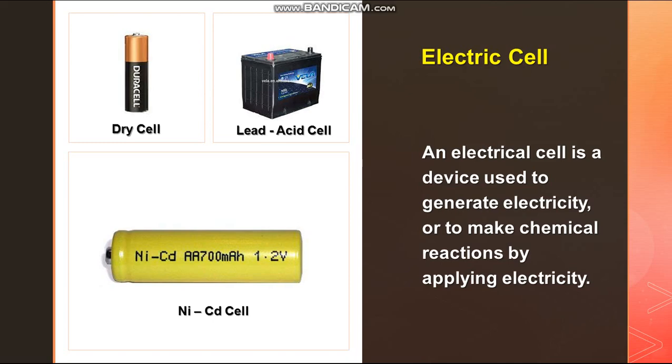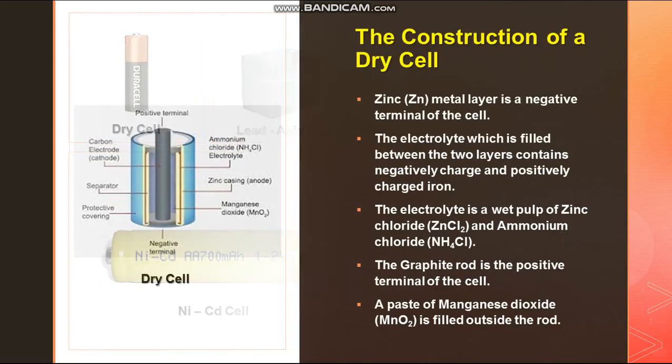Let us learn about the electric cells that are currently in use, like the dry cell, which we use in the wall clock, or the lead acid cell that we use in cars, and the nickel cadmium cell. You all must have seen a dry cell. The dry cells are used in our radio sets, wall clocks and torches. These are available in 3 to 4 sizes.